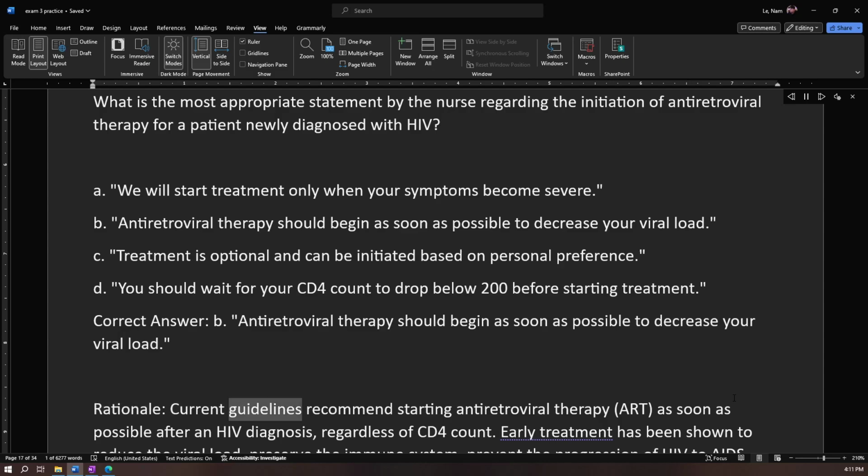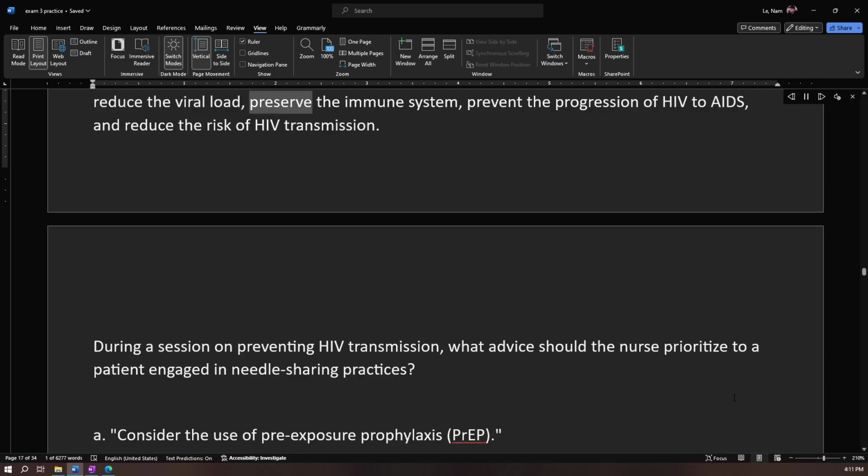Rationale: current guidelines recommend starting antiretroviral therapy, ART, as soon as possible after an HIV diagnosis, regardless of CD4 count. Early treatment has been shown to reduce the viral load, preserve the immune system, prevent the progression of HIV to AIDS, and reduce the risk of HIV transmission.